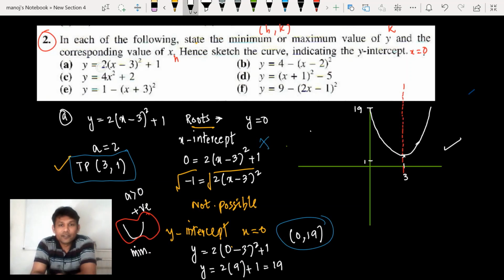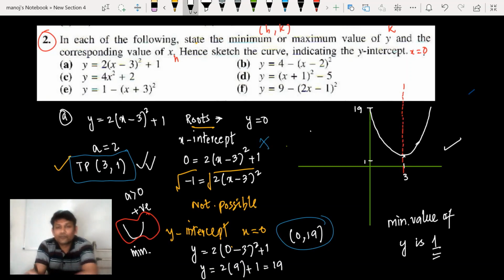Sketch A. You should know how to draw the sketch, so that's why I would like to do a little bit more here. In this situation, a was positive, like in the first part, and what is required is the value of y, minimum or maximum. This is the minimum value of y: the turning point is 1, and the corresponding value of x is here. Okay, we've done it. I want to move to the second part.